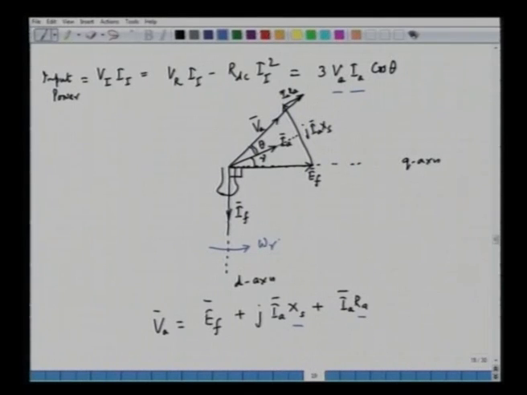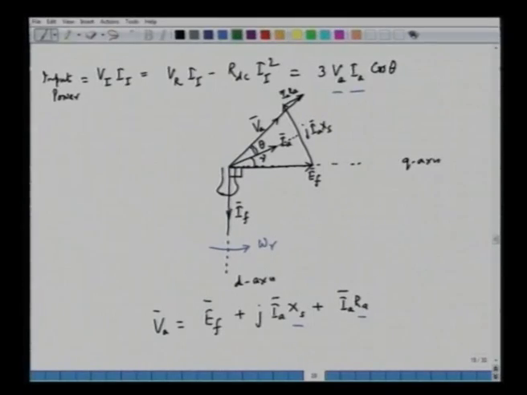What about the stationary phase? If we see the stationary phase, we can have a reference for it, that is the phase A axis. The phase A axis is the reference of the stationary phase. If you take the phase A reference, the angle that the rotor subtends with phase A is the rotor angle, theta r. The rotor is moving at a speed of omega r. So, theta r is the angle between the d axis of the rotor and the reference phase A axis, which is stationary.